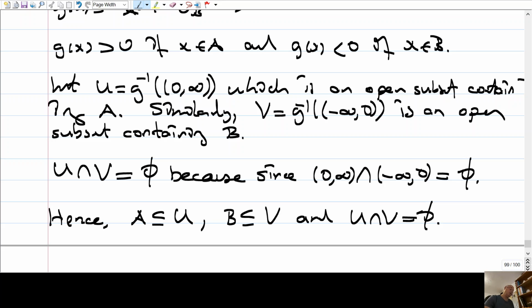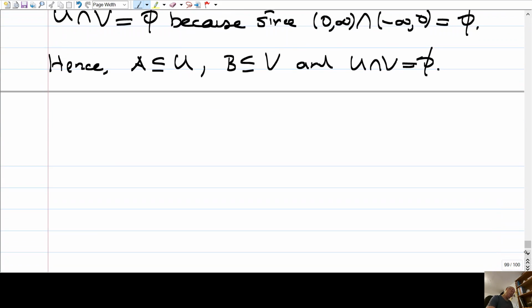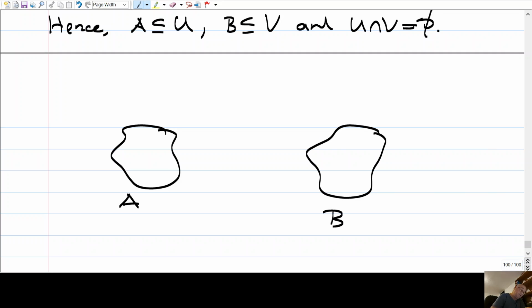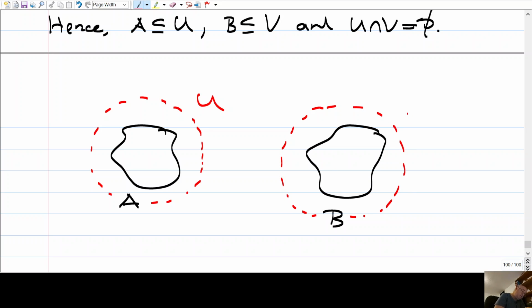So what we have shown is the following. Whenever I have two closed and disjoint subsets A and B of X, there is an open set U containing A and another open set V containing B, and U and V are disjoint. Okay, they are disjoint open sets.